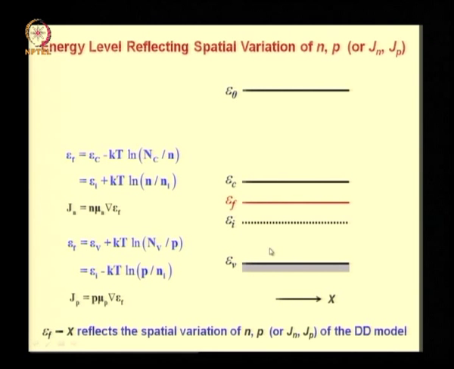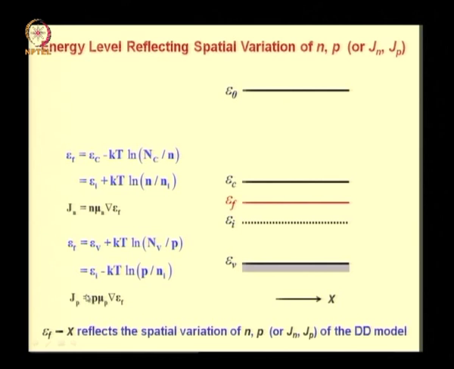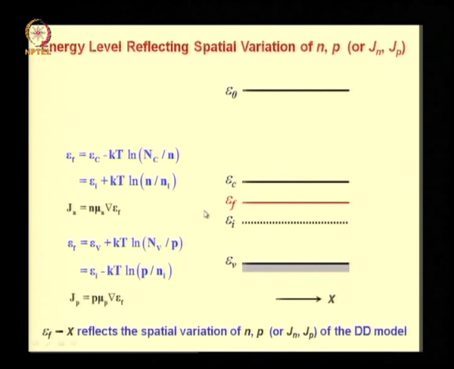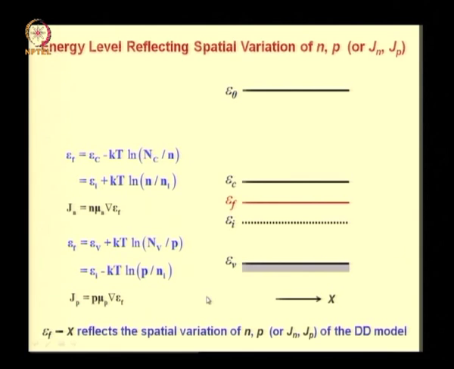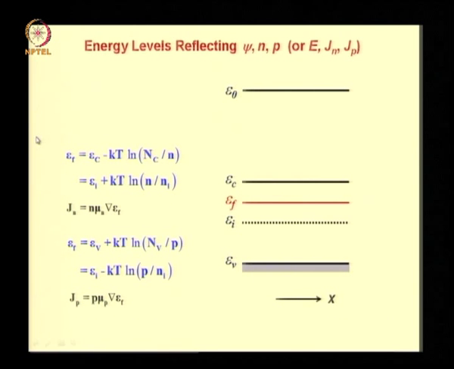You can see here that since the Fermi level is flat, the hole current is 0, and similarly the electron current is 0. So this is a very straightforward reasoning based on the gradient of the Fermi level for deriving the information about the electron and hole current densities. Now let us complete the picture.